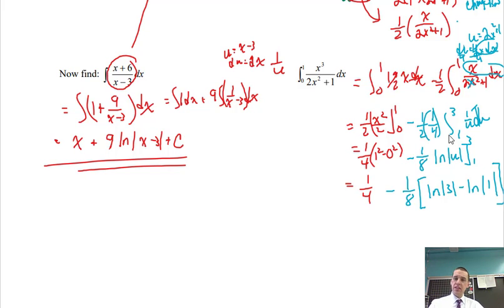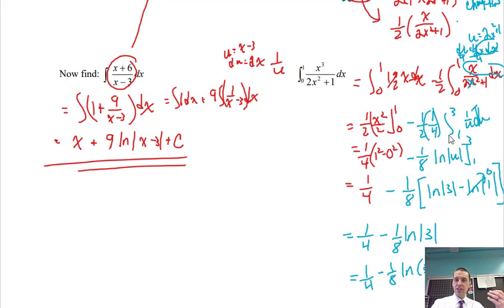Well, what is the ln of 1? That goes to 0. And so I'm left with a final answer of 1/4 minus 1/8 ln of the absolute value of 3, which, do you need the absolute value of 3? No, so I could rewrite it with that. That is using integration by long division.